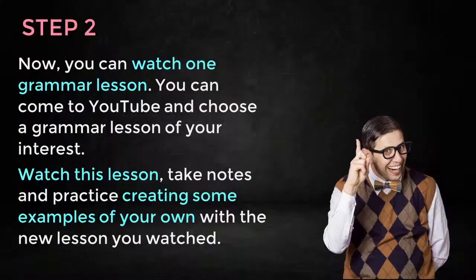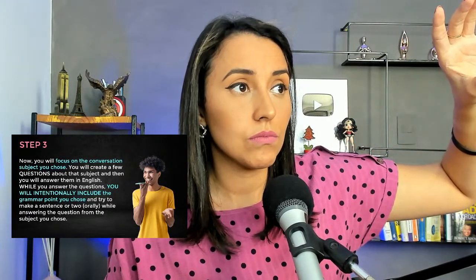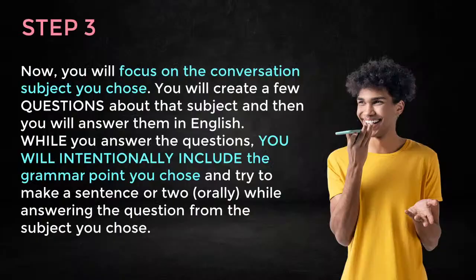And that's step 2. Step 3, time to talk, okay? Step 3 is time to talk. Now you will focus on the conversation subject you chose. We go back to the conversation. Oh, I wanted to talk about waterfalls, okay? And I don't know, I thought about it now, okay? Waterfalls. Now we'll connect the grammar point with the subject I chose.